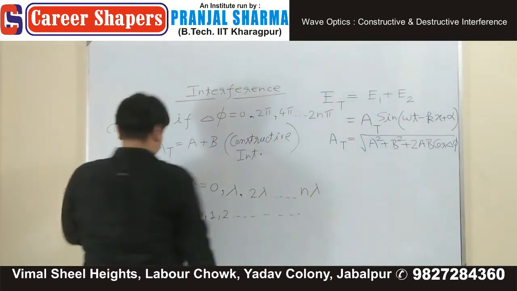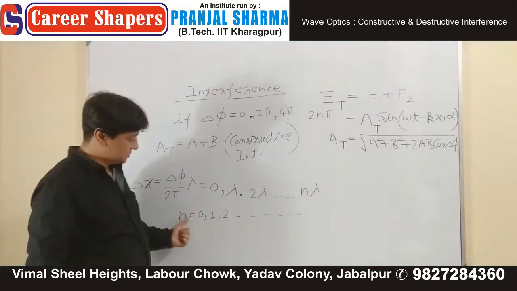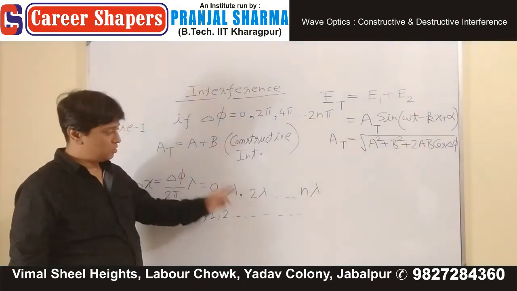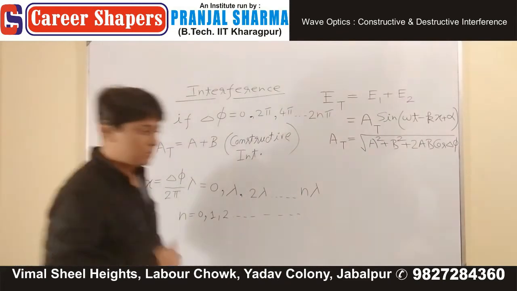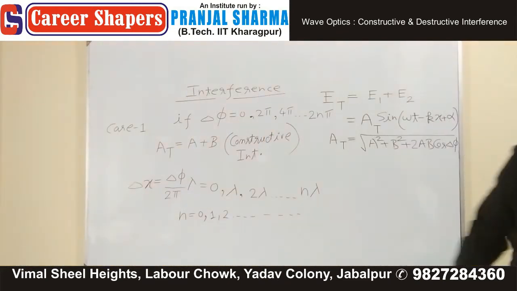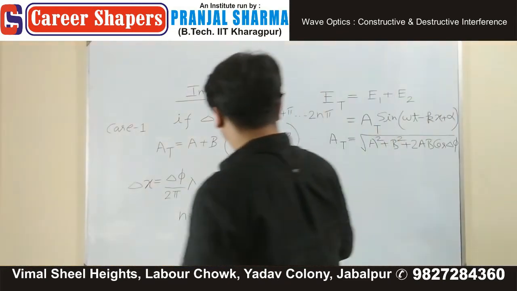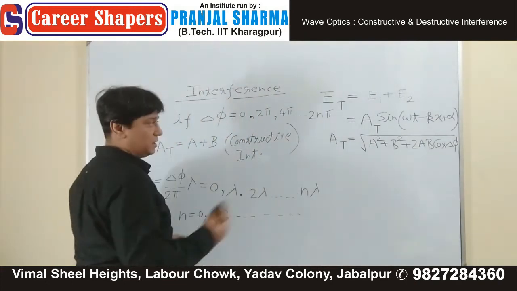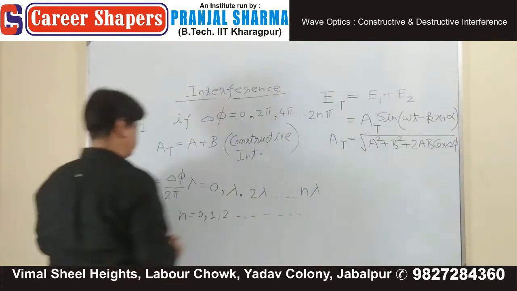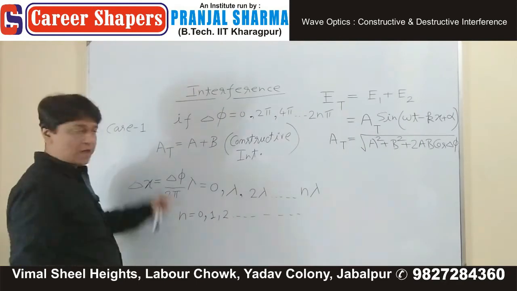Now, let's first understand the meaning of this 0, 1, 2, lambda, 2 lambda, n lambda. They are above a simple figure. And for this figure, you need to understand everything we did in the previous class. Just remember these values.